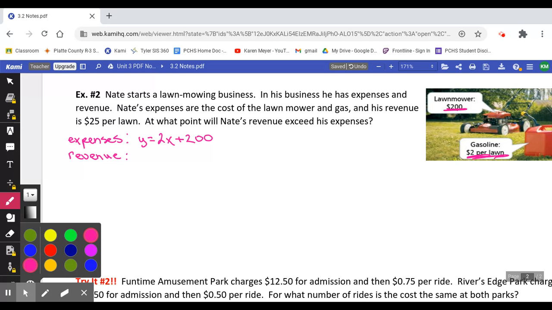Now for the revenue, it's just y equals, and each yard that he mows, he gets paid $25. So 25 is going to represent your slope. This one does not have a y-intercept because it's just $25 a yard. So you just have the equation y equals 25x.